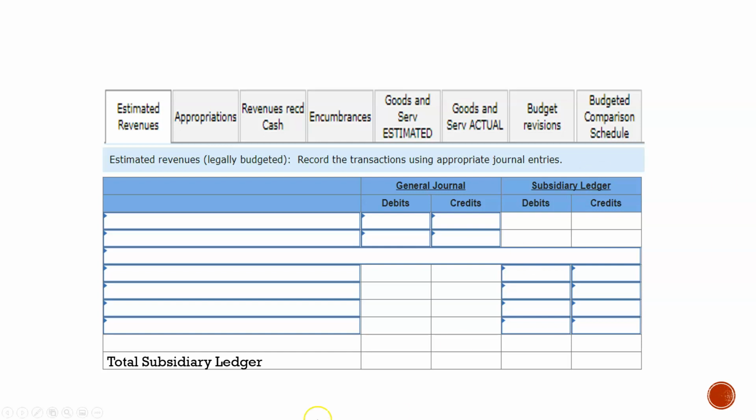You will notice here, and I will go over this for the first couple, that we're going to have our general ledger, right? This is going to be our general journal. So it's going to be the control accounts, those revenue control accounts.